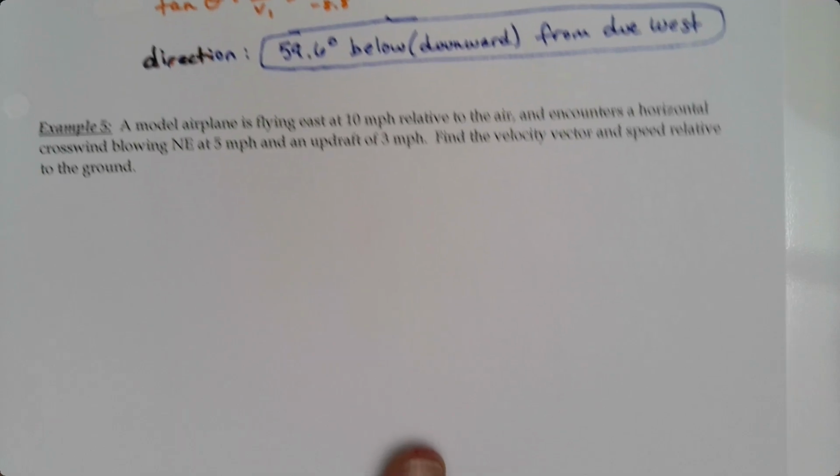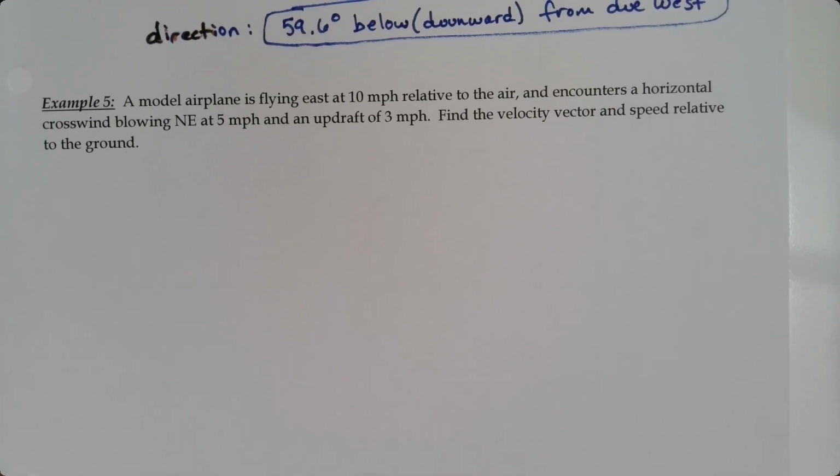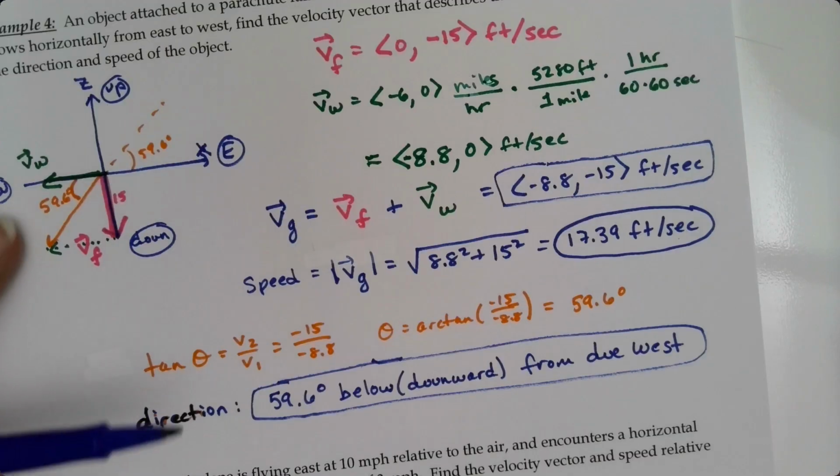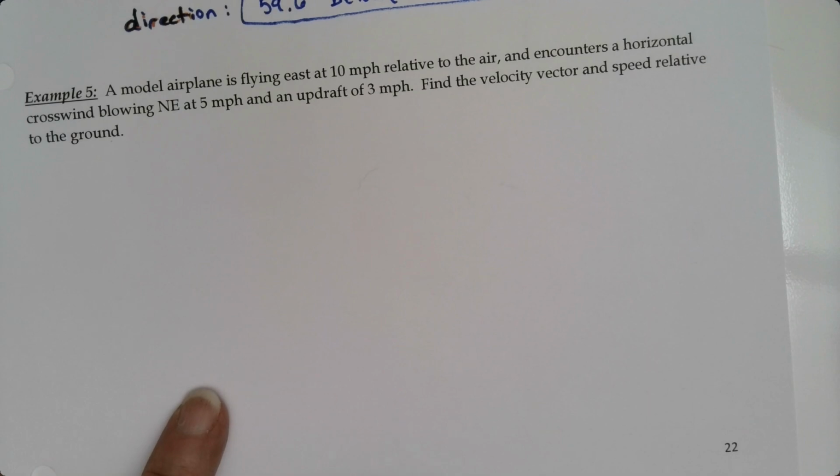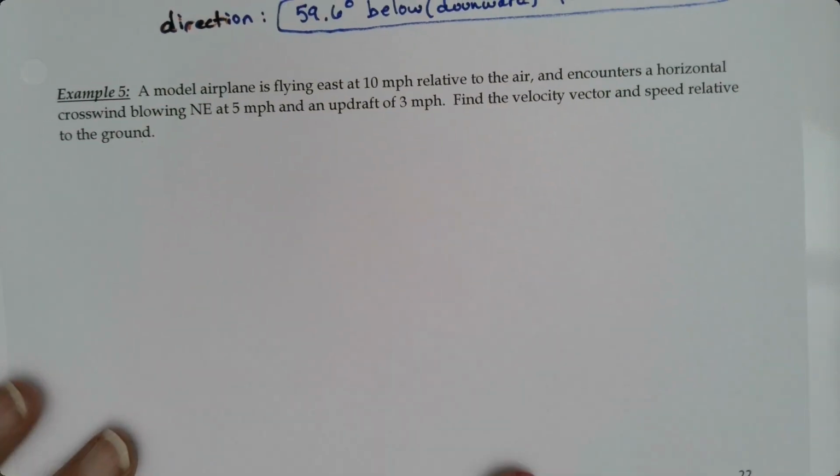All right, so now what about this one? Well, this one's actually going to kick it into gear and get some third dimensions in here. So we have a model airplane flying east at 10 miles per hour relative to the air and encounters a horizontal crosswind blowing northeast at 5 miles per hour and an updraft of 3 miles per hour. Find the velocity vector and speed relative to the ground. Now notice, it didn't ask for direction. That's because this is three-dimensional. You can't do it with 3 dimensions. We kind of snuck it in over here because this was really 2 dimensions, right? But we're not going to be able to do direction here.